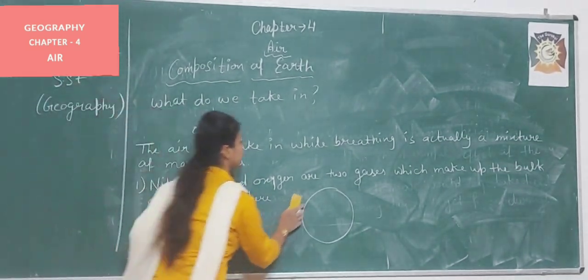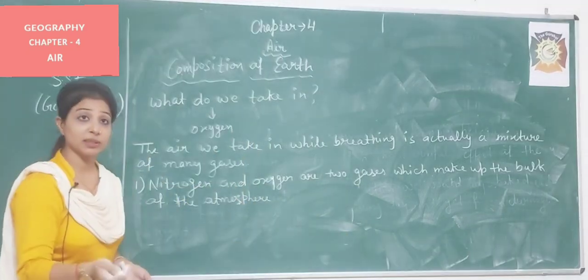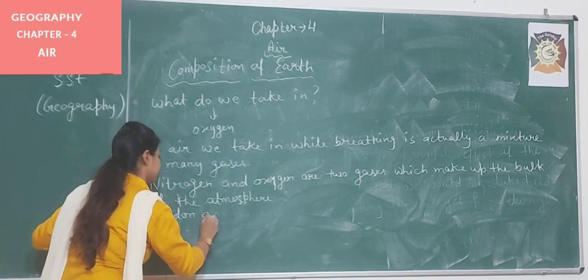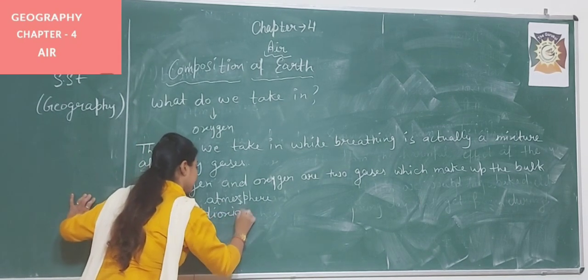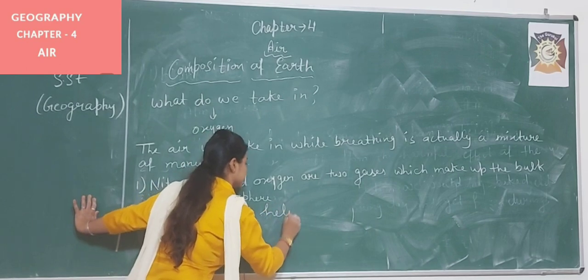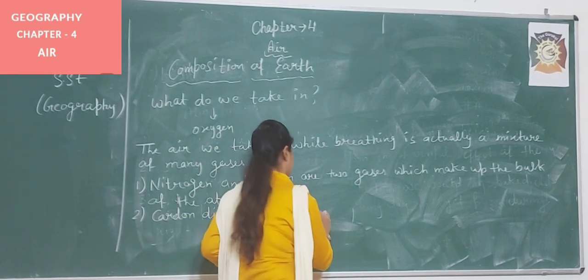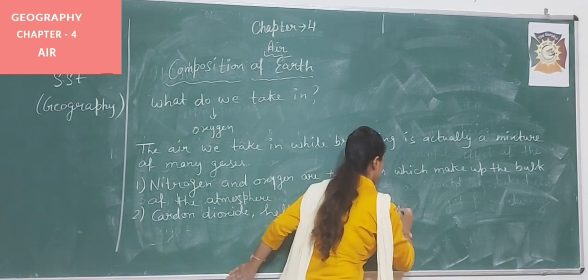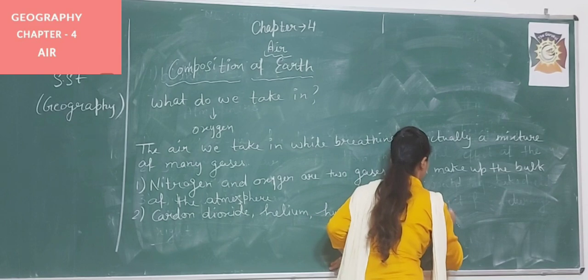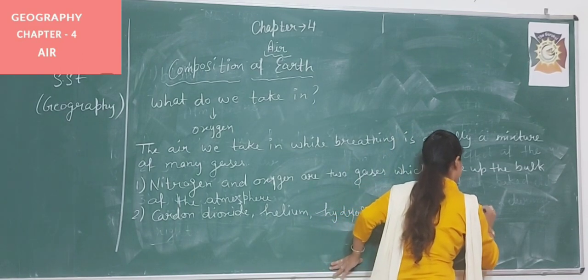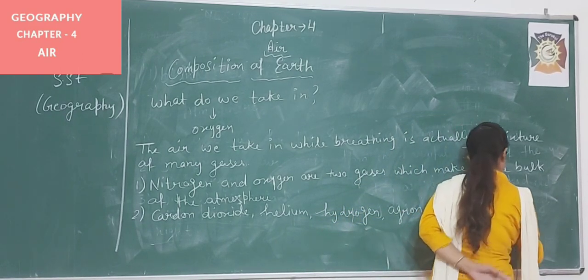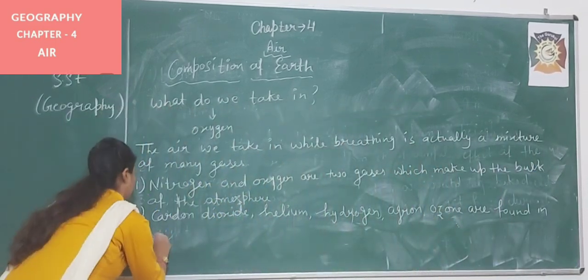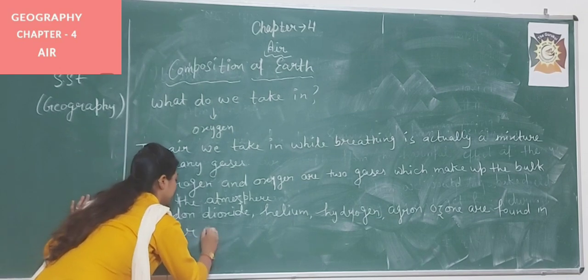Now I can write the name of other gases. First is carbon dioxide, helium, hydrogen, argon, ozone are found in lesser quantity.